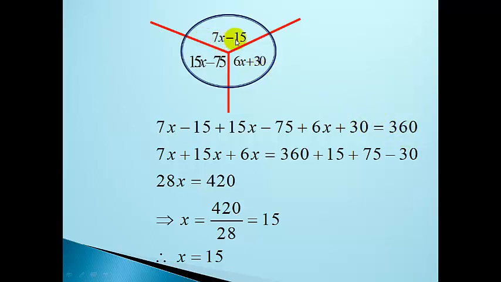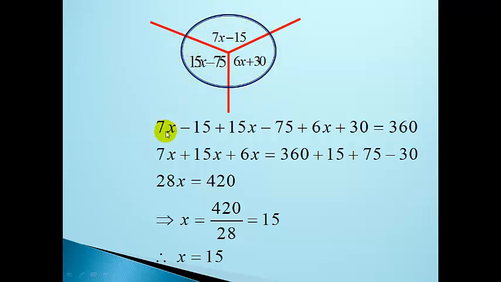And so 7x minus 15 plus 15x minus 75 plus 6x plus 30 is equal to 360, because the sum of all the angles in the circular form is equal to 360. And so when we add these three angles, it's equal to 360.